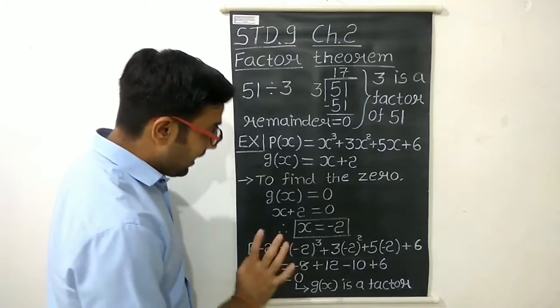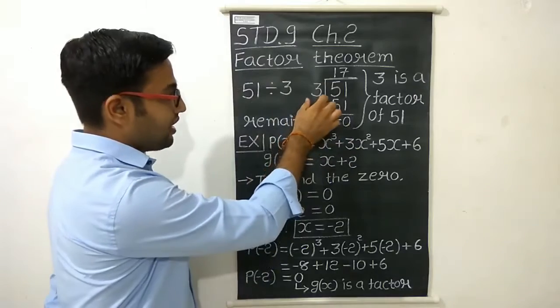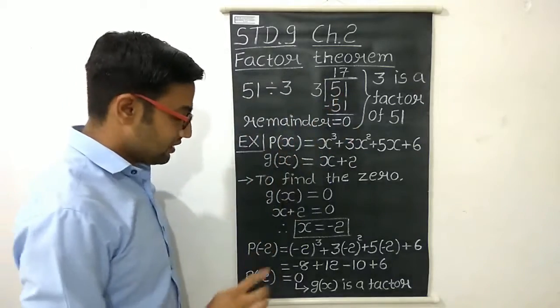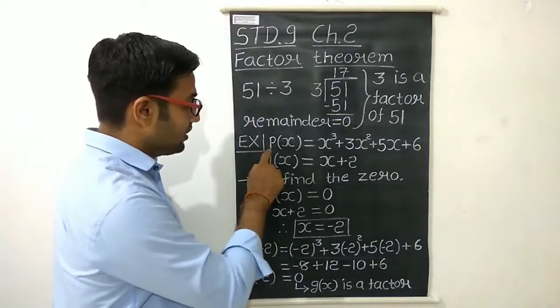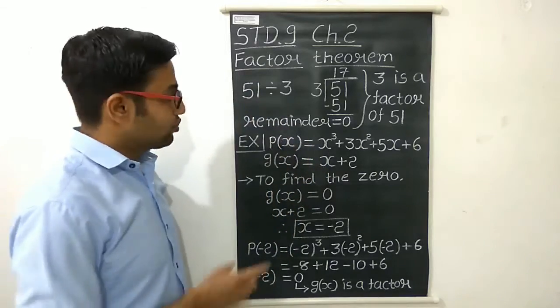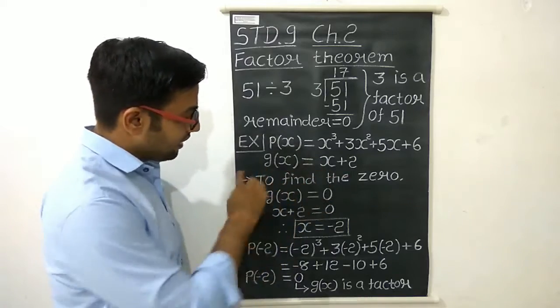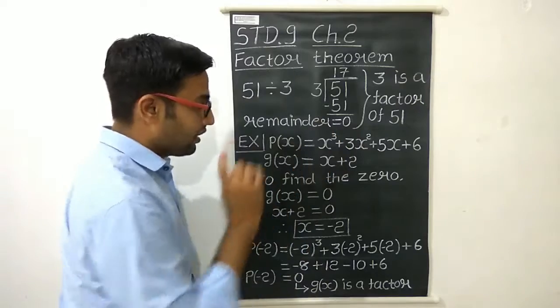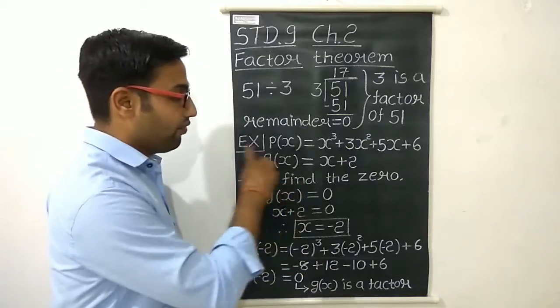Right? So by comparing, as here we get the remainder 0, we can say that 3 is a factor of 51. In the same way, as the remainder is 0, we can say that g of x is a factor of this polynomial p of x, or that this divisor polynomial g of x is a factor of this dividend polynomial. In this way, we can find the factor of any polynomial. If by dividing we get the remainder 0, then the divisor polynomial is a factor. If we do not get the remainder equal to 0, then the divisor polynomial is not a factor of the dividend polynomial.